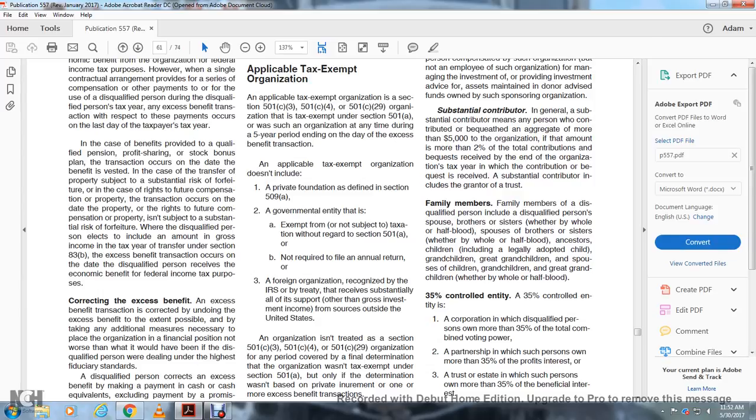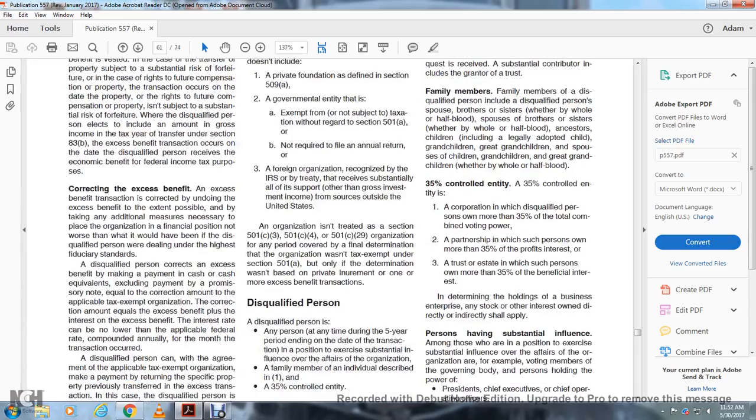Substantial contributor includes the grantor of a trust. Family member. The family members of a disqualified person include the disqualified person's spouse, brothers and sisters, whether of the whole or half-blood, spouses of the brothers and sisters, ancestors, children, including legally adopted children, grandchildren, great-grandchildren, and their spouses, whether of the whole or half-blood. 35% controlled entity: a corporation in which disqualified persons own more than 35% of the total combined voting power, a partnership in which such persons own more than 35% of the profits interest, or a trust or estate in which such persons own more than 35% of the beneficial interest.